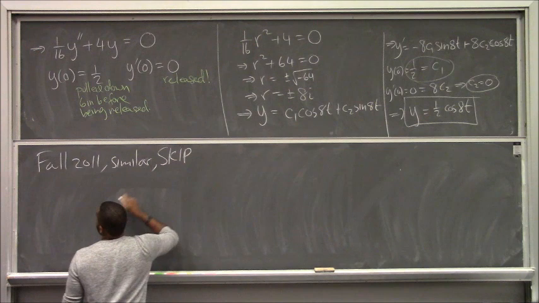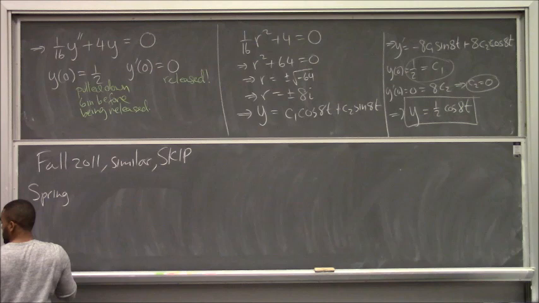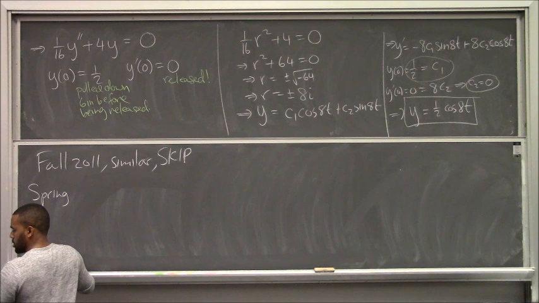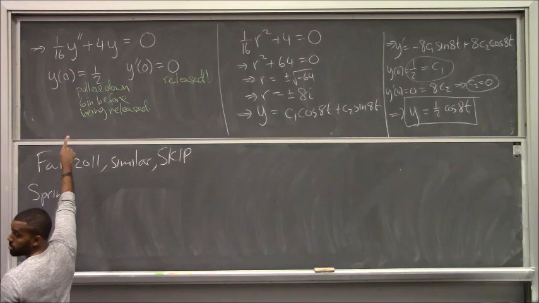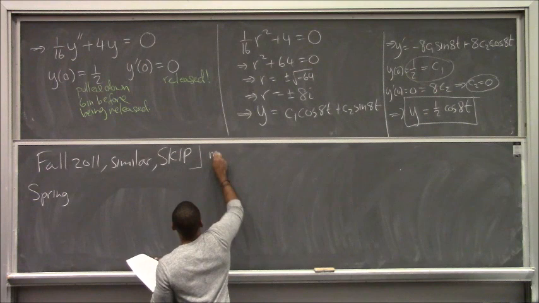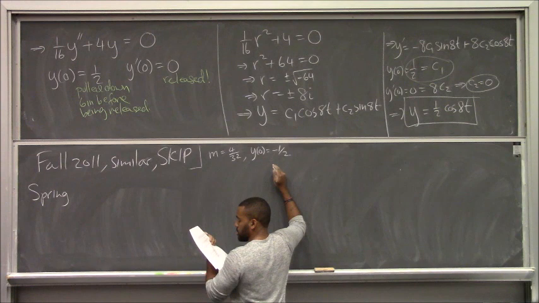I thought in the fall 2011 problem the situation didn't start at equilibrium. Do you have a, am I reading it wrong? Oh, a 4 pound weight stretches the spring 6 inches downward, so this is this, and then they lift it back up. Right, so your initial value would just be minus 1/2. So the difference in the fall 2011 is your m is going to be 4 over 32, and your y of 0 is going to be minus 1/2. Otherwise, everything is the same.